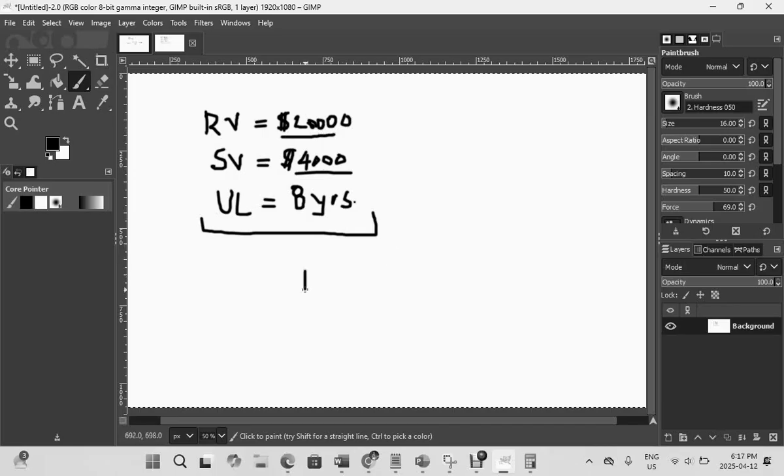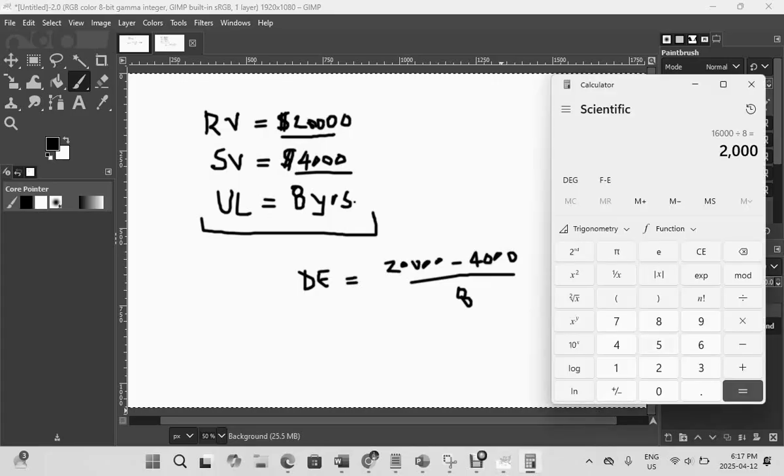We know that depreciation expense, or DE, equals 20,000 or 20K, minus $4,000, which is your salvage value, all divided by useful life, which is 8 years. Let's use our calculator to figure this one out. This will be $20,000 minus $4,000, the salvage value, divided by 8 years. This will be $2,000.